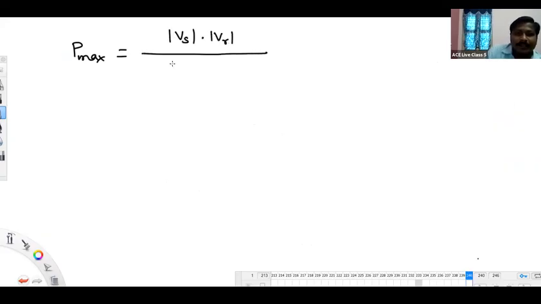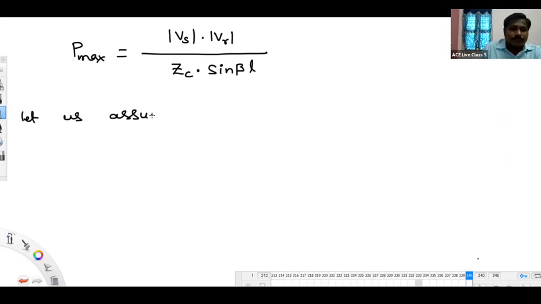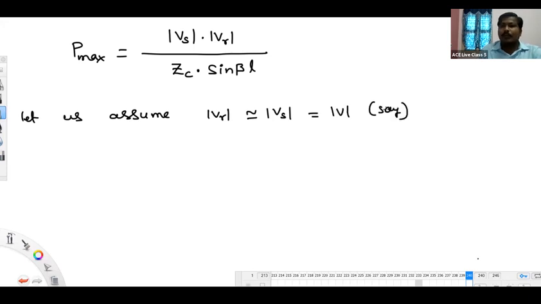But you need the magnitude, no? So it will come to be ZC sin beta L. Next, we'll assume this Vs and Vr values are almost equal. Let us assume mod Vr approximately equals mod Vs. Let's say it is mod V.